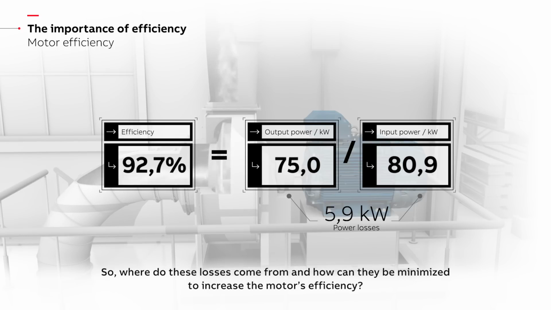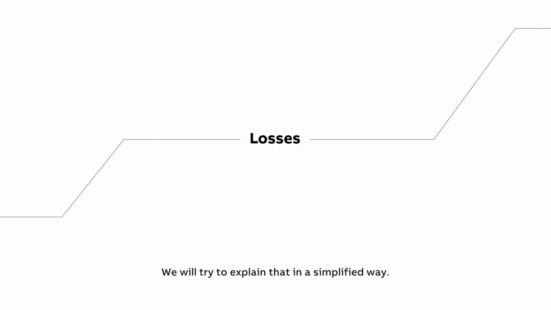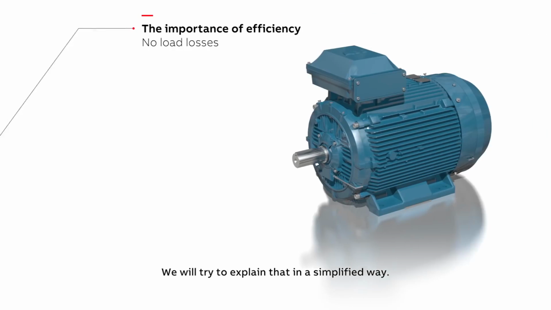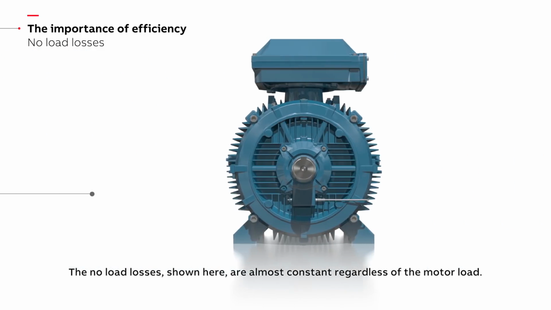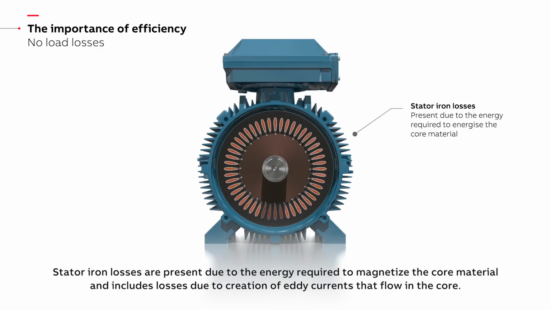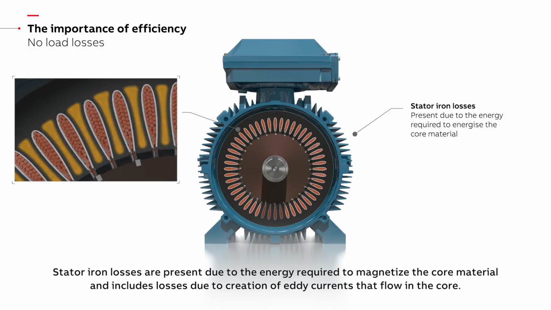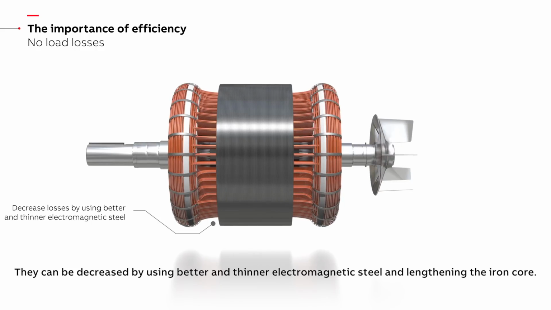So where do these losses come from, and how can they be minimized to increase the motor's efficiency? We will try to explain that in a simplified way. The no-load losses shown here are almost constant regardless of the motor load. Stator iron losses are present due to the energy required to magnetize the core material and include losses due to the creation of eddy currents that flow in the core. They can be decreased by using better and thinner electromagnetic steel and lengthening the iron core.